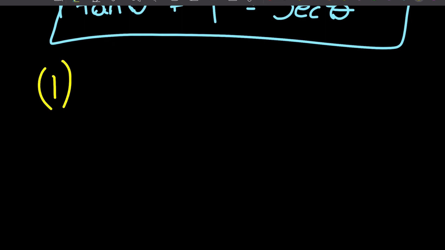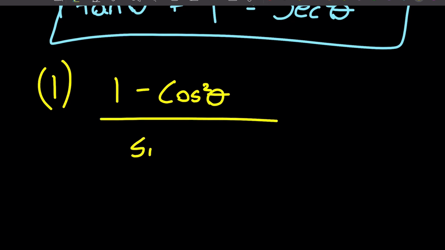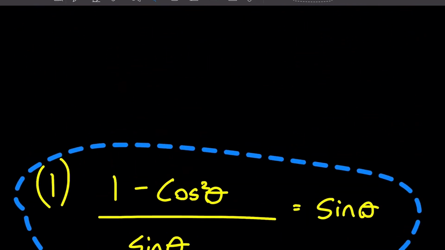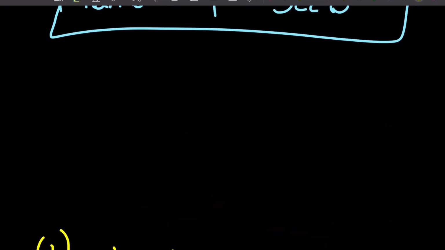So number 1: 1 minus cos squared theta over sine theta is equal to sine theta. So we want to prove that this is the case. So I'll actually just bring this down a little bit. Oops. And I'll just write proving identities here.